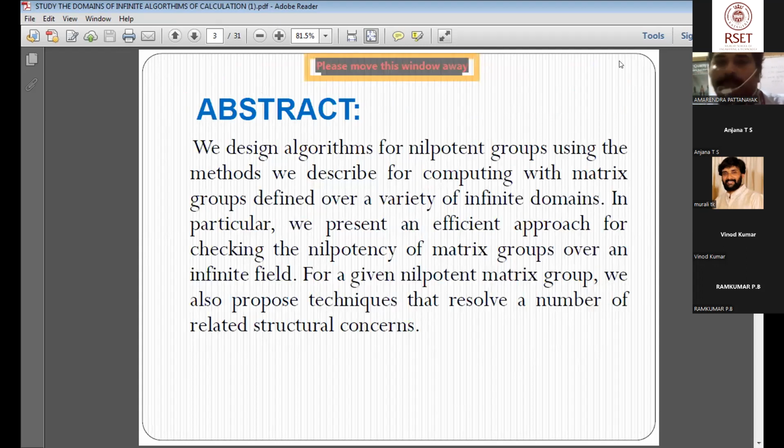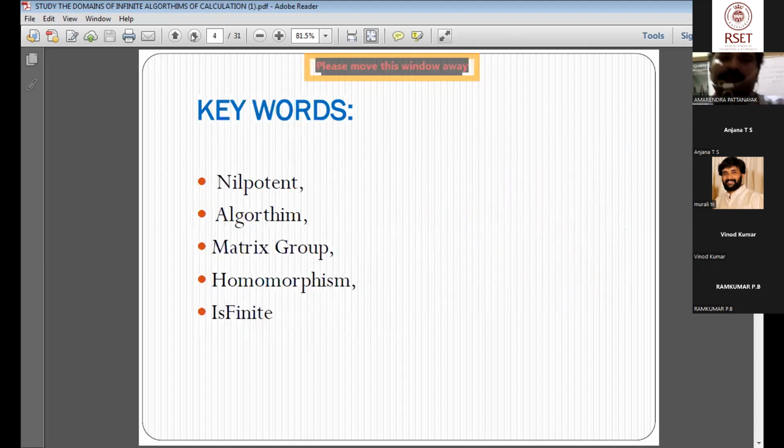We design algorithms for nilpotent groups using the method we describe for computing with matrix groups defined over a variety of infinite domains. In particular, we present an efficient approach for checking the nilpotency of a matrix group over an infinite field. For a given nilpotent matrix group, we also propose techniques that resolve a number of related structural concerns. Keywords: nilpotent, algorithm, matrix group, homomorphism, finite.